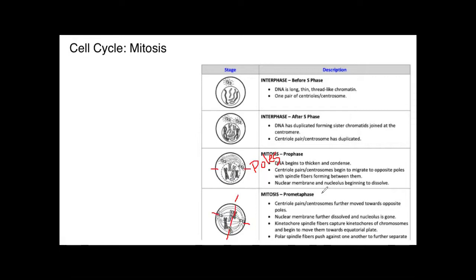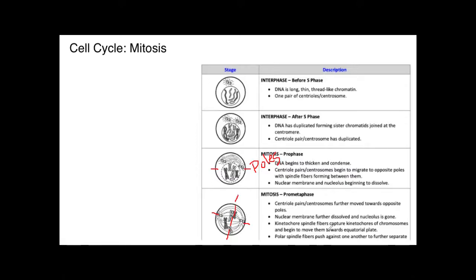And then in prometaphase, this is kind of weird, it's after prophase, but it's before metaphase. The centriole pairs are going to further migrate. The nuclear envelope fully disappears. The kinetochore spindle fibers are going to capture the kinetochores on the chromosome. Basically, what that means is the spindle fibers, those microtubules produced by the centrioles, are going to attach to the chromosomes at the centromeres. That's what a kinetochore is.